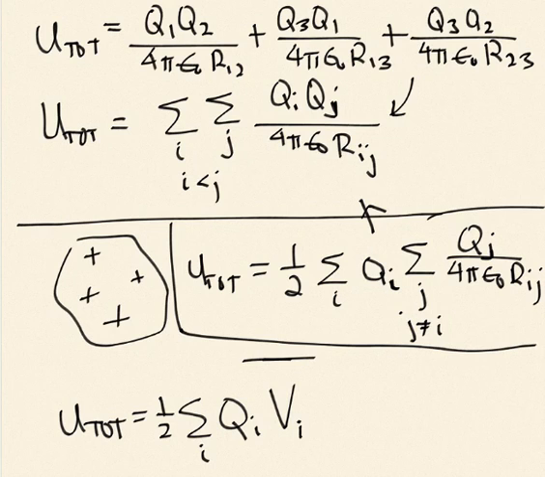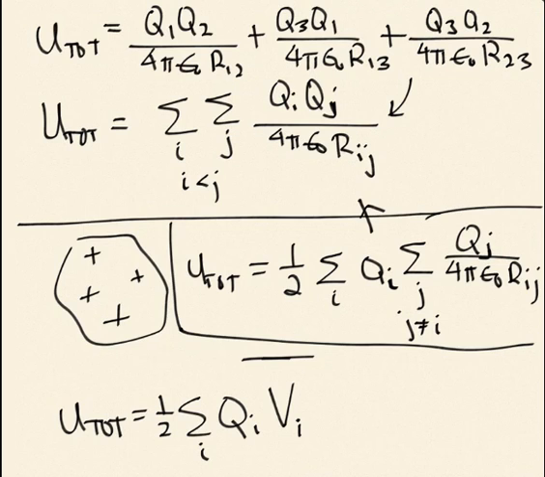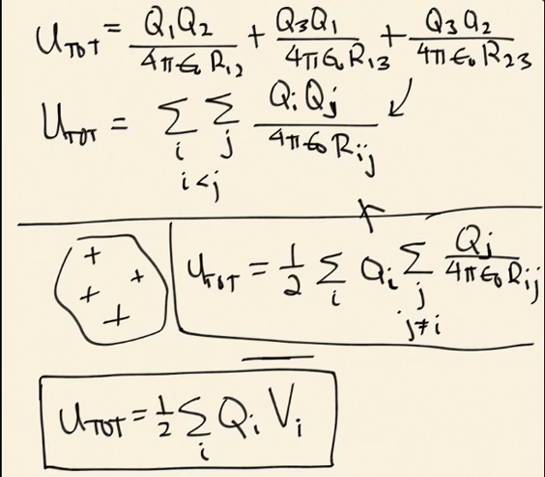Okay, and so this is now our expression for the energy required to assemble a bunch of point charges together. I'll stop here, and in the next video talk about generalizing this to non-point charges, to continuous charge distributions.